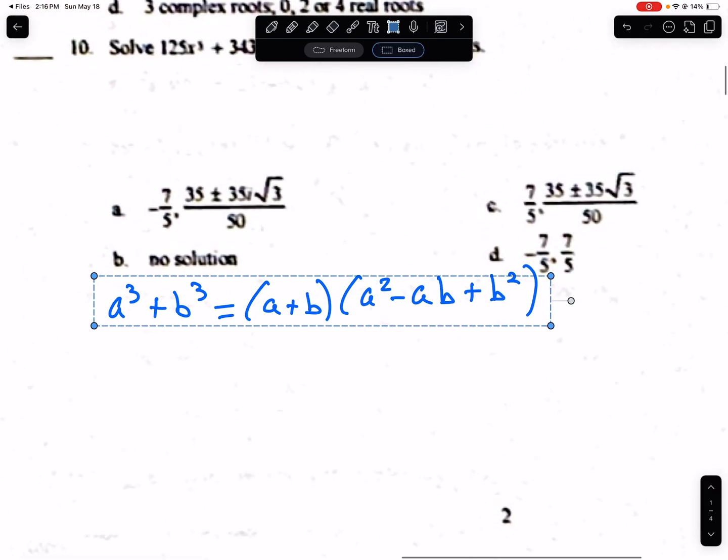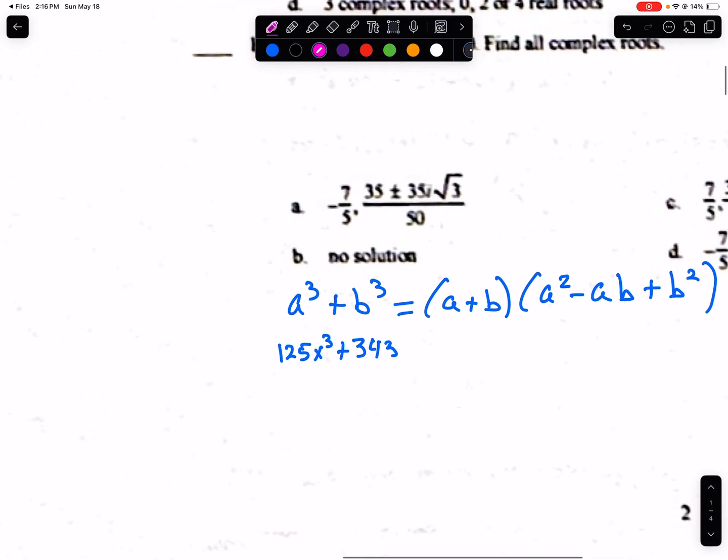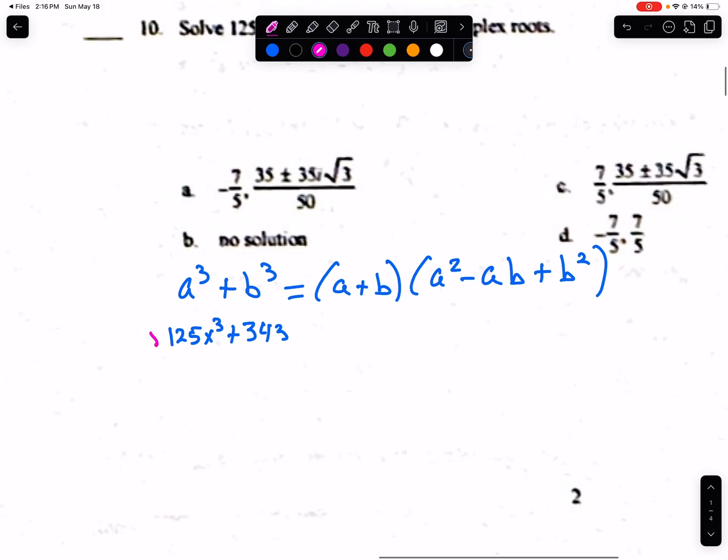So I'm going to write the 125 and 343. It's good that this is calculator one because you have to cube root both those numbers. So if you cube root 125x cubed, it's 5x, and you cube root 343, it's 7. So we get 5x plus 7.